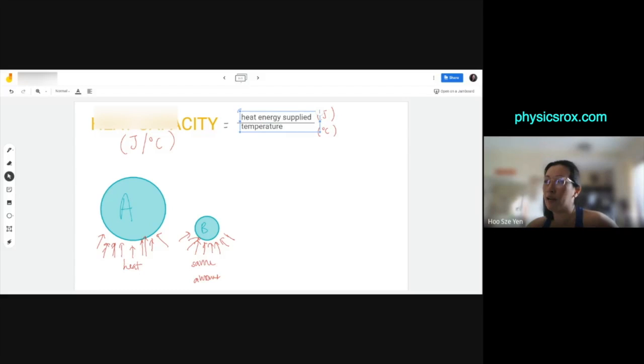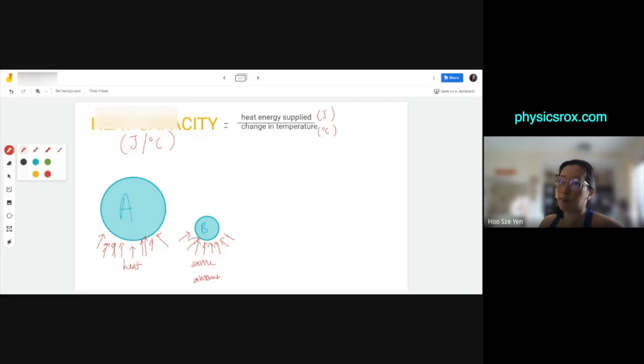Okay, I call this change in temperature, okay? So let me put two numbers here, just for you to compare side by side. Let's say one object has a heat capacity, I put here 1000 joules per degree Celsius, I should write this in SPM style. So let's call this object P. And object Q has a heat capacity of 200 joules per degree Celsius.